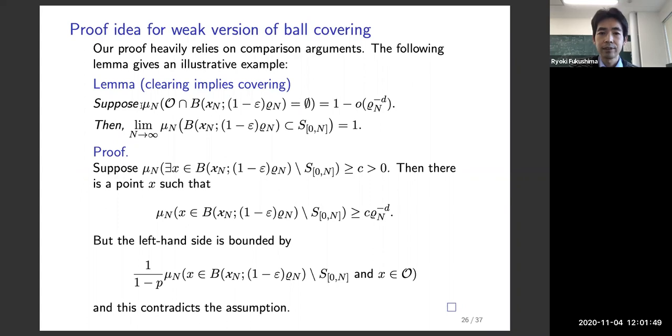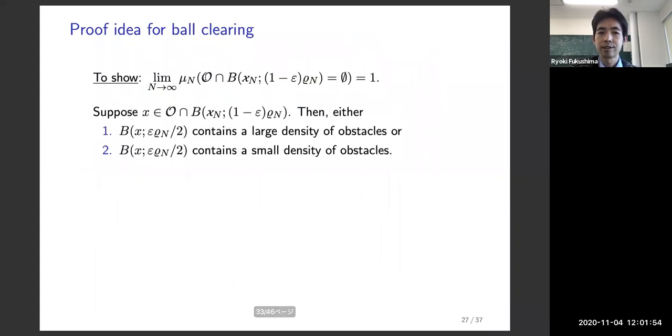And now, because of this lemma, it's enough to prove ball clearing. It's enough to prove that there is no obstacles in this ball. And this is the aim of the following few slides. So this is to show. And now suppose that there is an obstacle in this smaller ball. Then we make a very simple case distinction. Case 1, we look at a slightly smaller ball around X, and it contains a large density of obstacles. Well, large density is not the proper word. What I assume here is the density of obstacles in this ball is bounded from below by some fixed small constant delta. It has some certain small density, but not too small. And case 2 is just its complement. This small ball contains a small density of obstacles. It's just a case distinction.